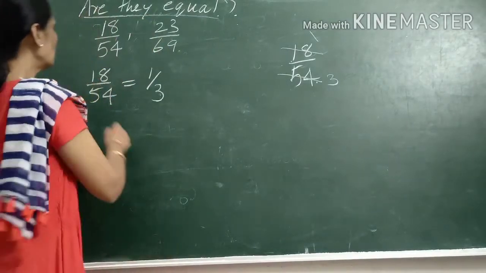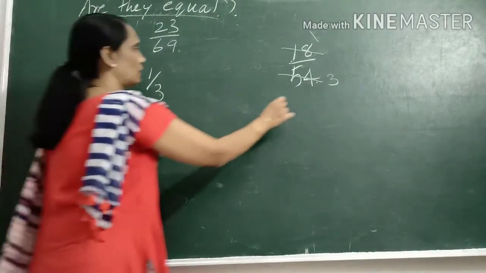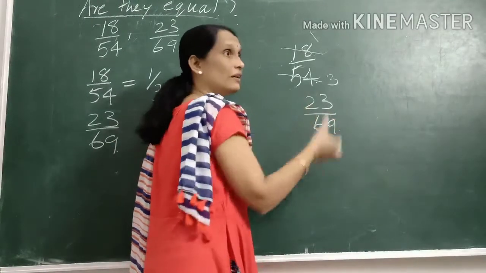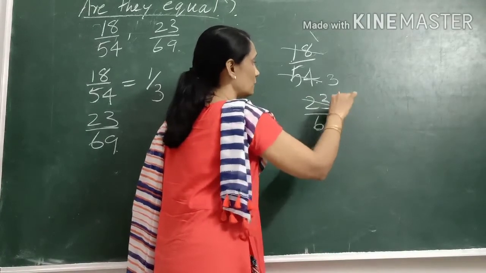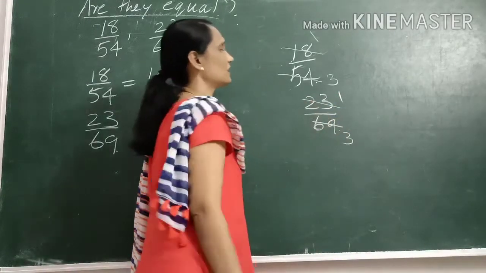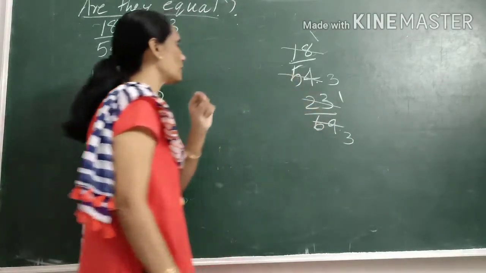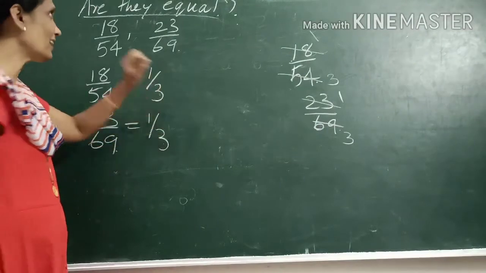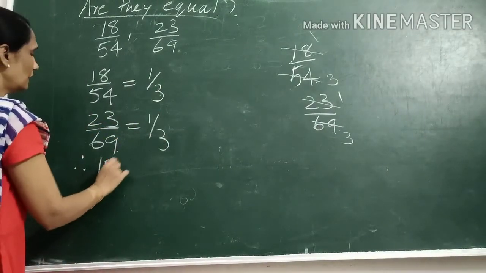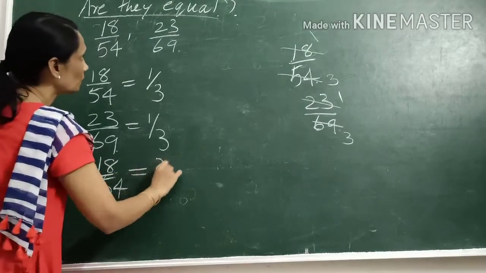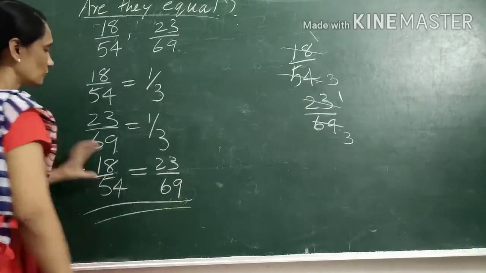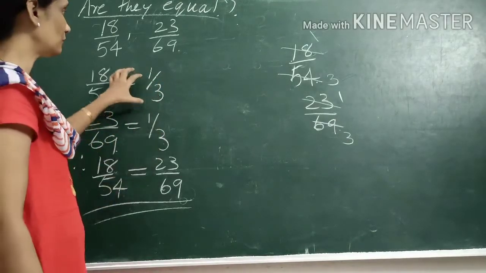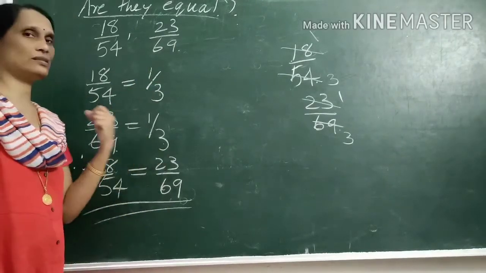Okay, let us change this one also. 23 by 69. 23 is a prime number, right? So let us see whether 69 is divided by 23. Yes, 23 ones are 23, 23 threes are 69. When we change it into the lowest term, we get 1 by 3. Therefore 18 by 54 is equal to 23 by 69. These two are equal because when changed into the lowest term, both give the same fraction. So by converting them into the lowest term, we can find out whether the fractions are equal or not.